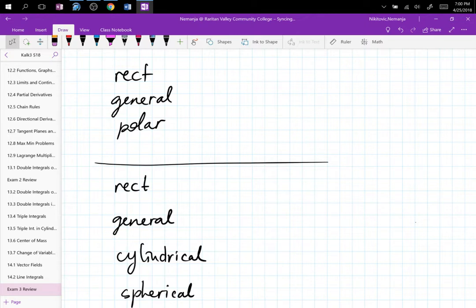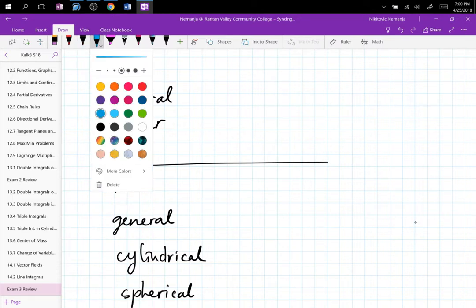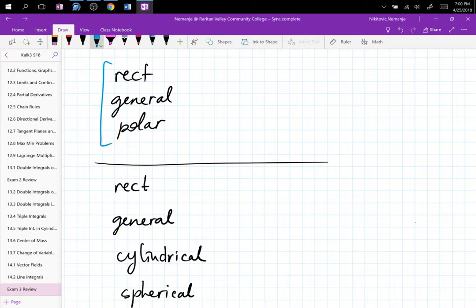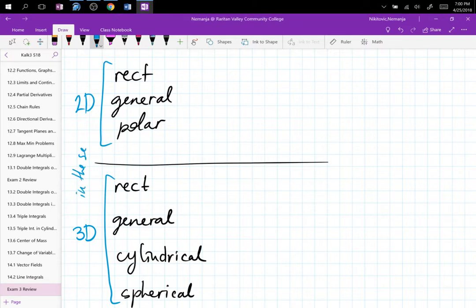to be presented. Okay, so for rectangular, so clearly these guys over here, let's use blue. These guys are 2D. These guys are 3D. Now, that's a 2D and 3D domain. Okay, that's much better.